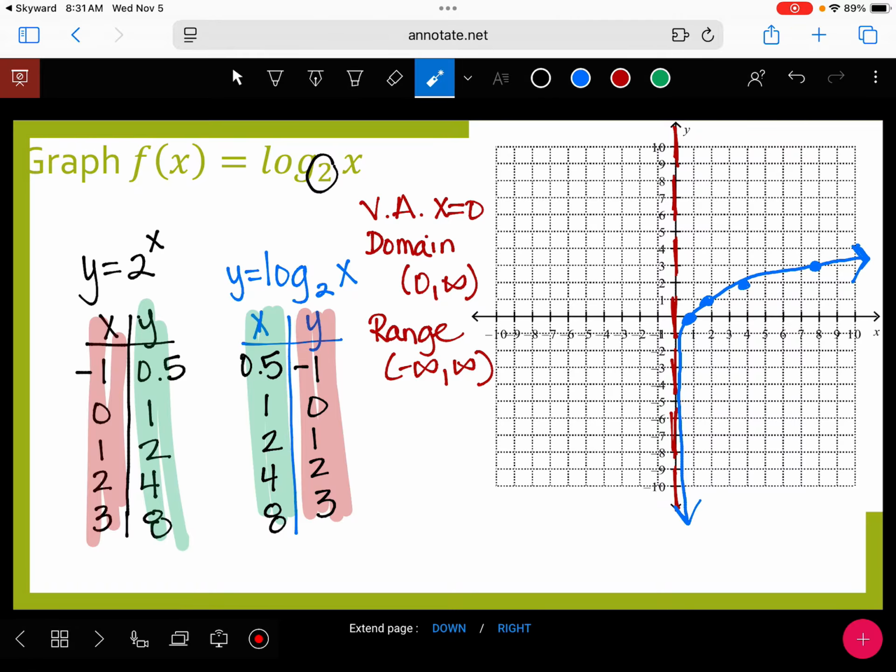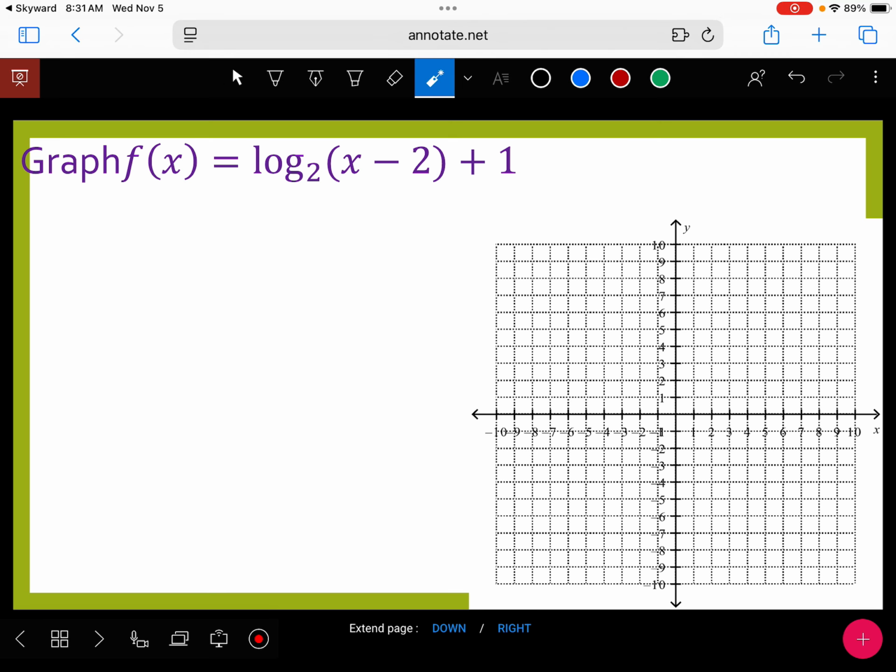All right, let's get ready for graph 2. Go ahead, get your paper set up. Now we're gonna add some transformations.